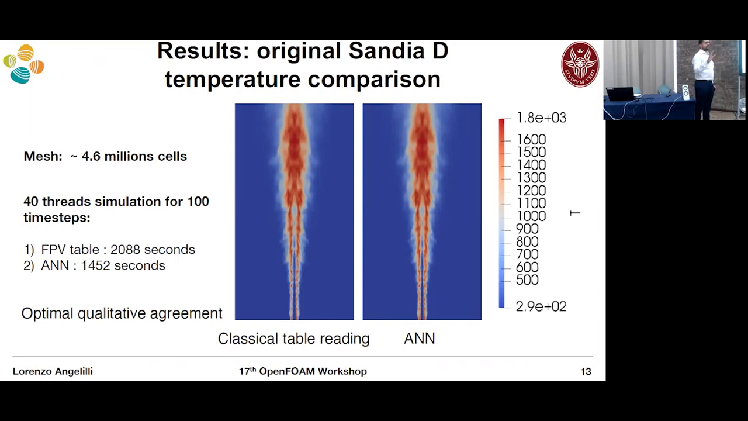So basically, the first thing that we observe is that if we use the FPV table, it takes around 2,000 seconds. If we use the ANN, it takes 1,500 using 40 threads and for 100 time steps. So we can observe immediately a 30% reduction in time. And the other thing is an optimal qualitative agreement.